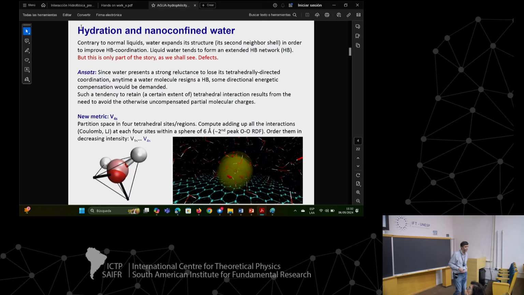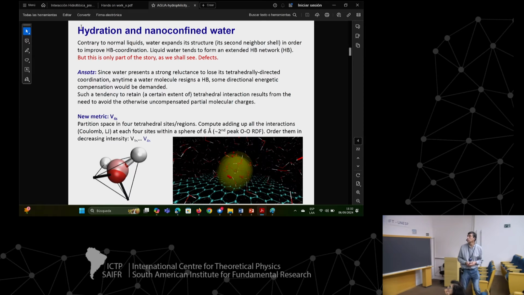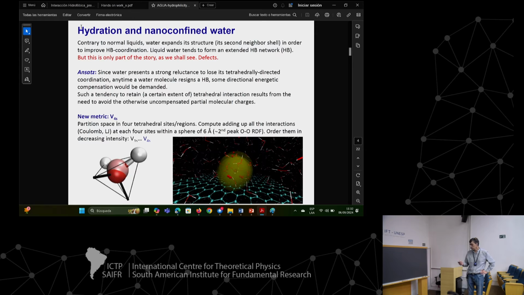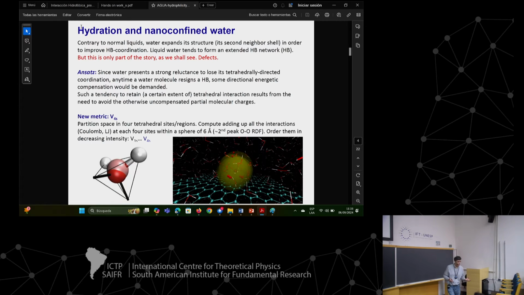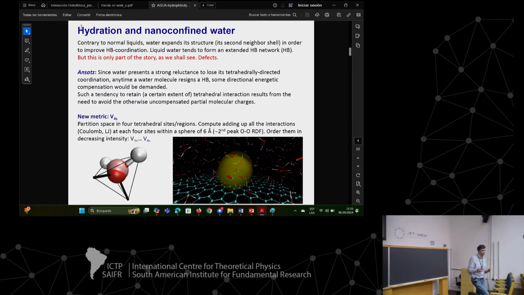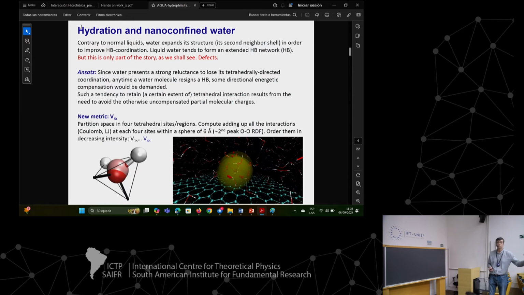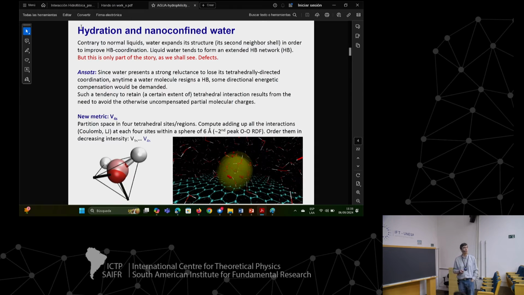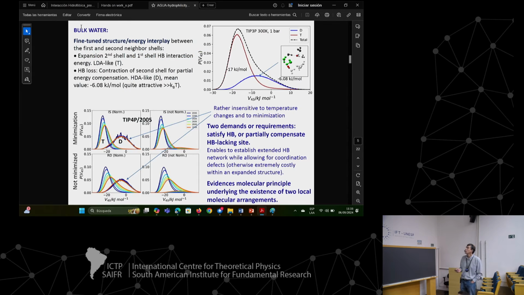Indicator, which was based on energy and not on geometry. And the idea was basically to put 4 tetrahedral points around the water molecule and to evaluate the interactions it feels at each of these 4 points and order them from the strongest to the least interacting one. So we are going from B1S to B4S. And we define this last one as the index we are going to look at.